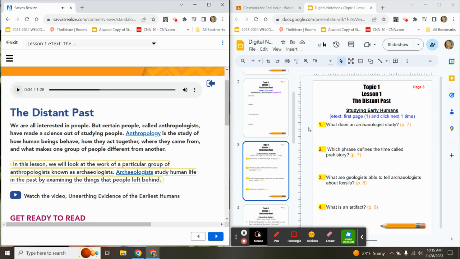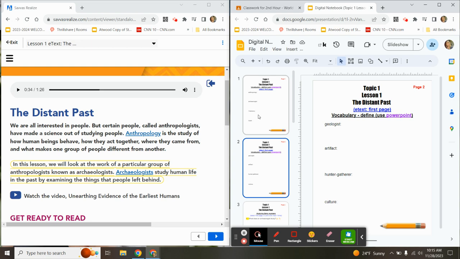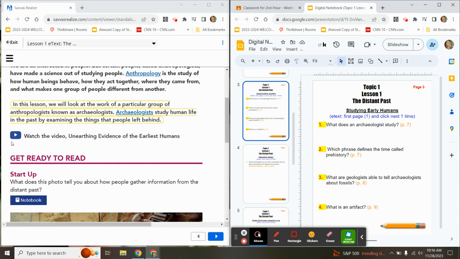All right, I'm going to pause that. On page 3 of your digital notebook, we have not gotten to the vocab yet. We will do that shortly. But on page 3, number 1, what does an archaeologist study? Again, if you're in the textbook, you can find the answer on page 7. If you're on the e-text, you will find it in this circled yellow text. Go ahead and get that answer now. All right, let's go ahead and watch the lesson video.